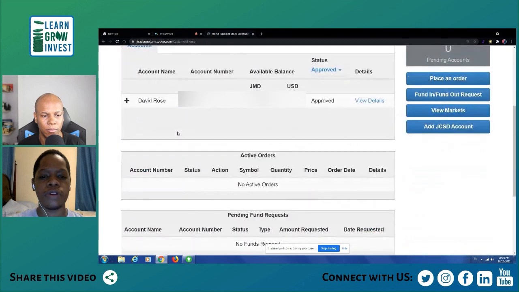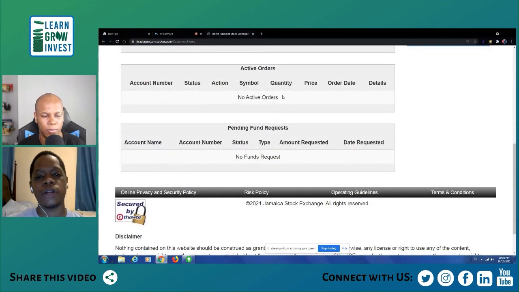So under account overview, if you have active orders, it will show up on the right here. It tells you the status and the action. If it's partially filled, on the status you're going to see partially filled. Action is whether it's a buy or sell. Symbol is for companies like SIL, NCBFG or BRG, then the quantity that's probably left outstanding, the price of the order, when it was done, and the details.